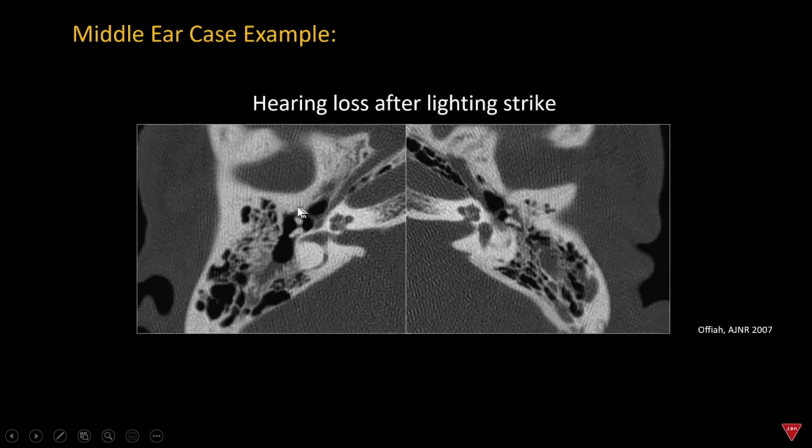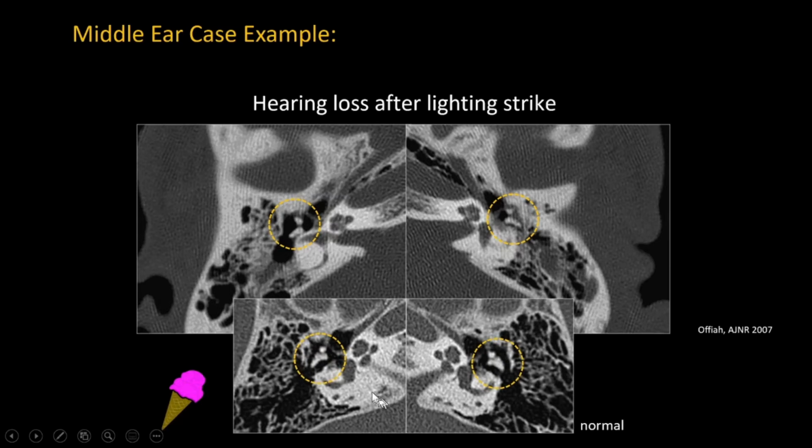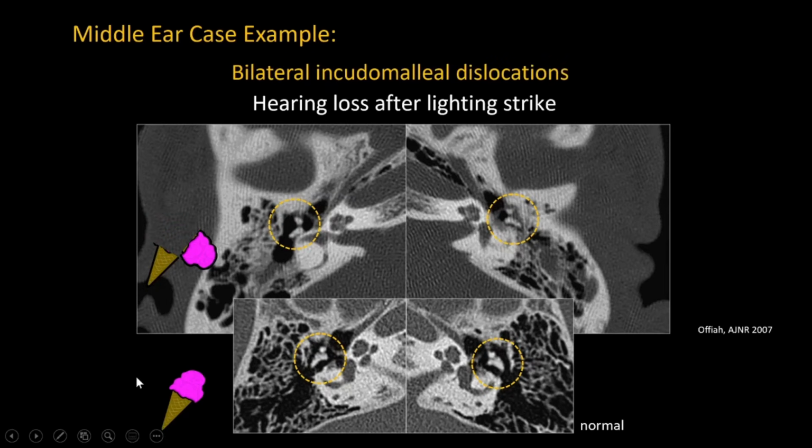Here you can see the configuration of the ice cream on ice cream cone, just for normal reference. Normally, as you remember, the ice cream should be sitting on top of the ice cream cone. In this case, the ice cream has fallen off the cone. This is a rare case of bilateral dislocation of the incus and stapes and malleus.